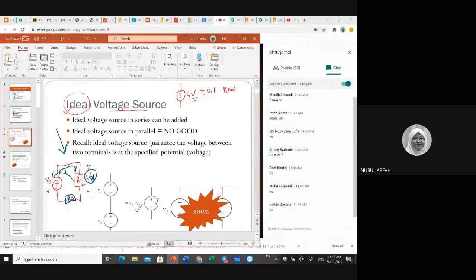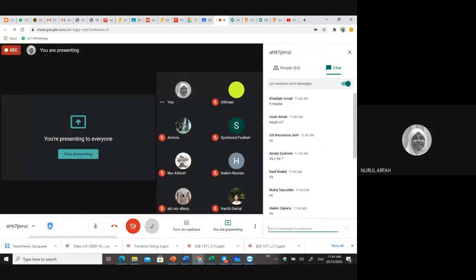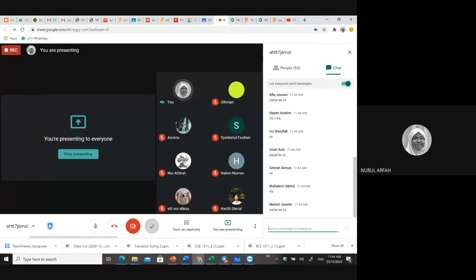If you have another load like R2 here, then there's additional voltage drop across R2. Like this is V2. Sorry, this is V2. So since we don't have this, only one, then it should have the parallel value of the one. So yes, thank you all. Yes, the answer is Vs. Okay, good. All right.